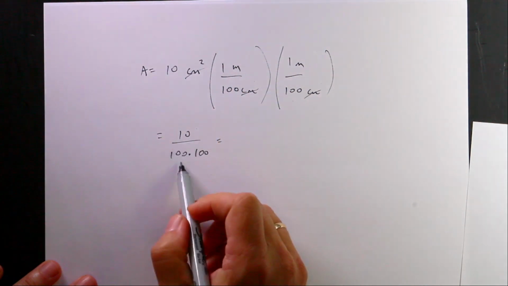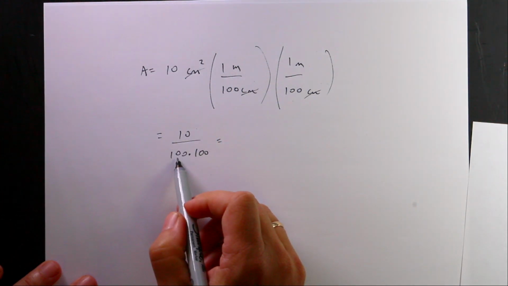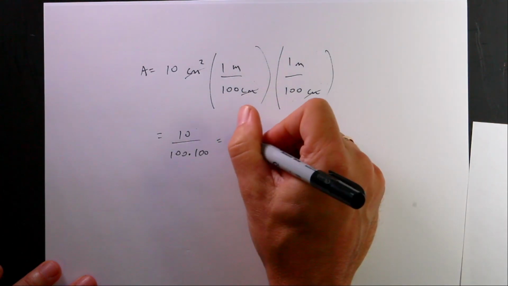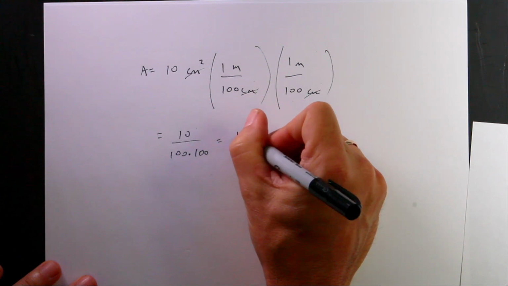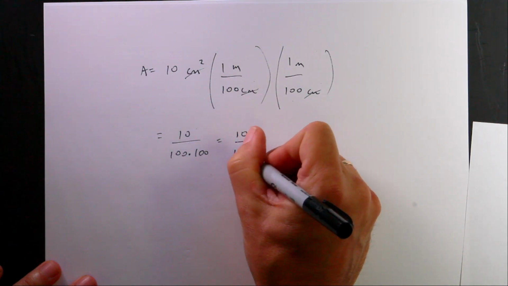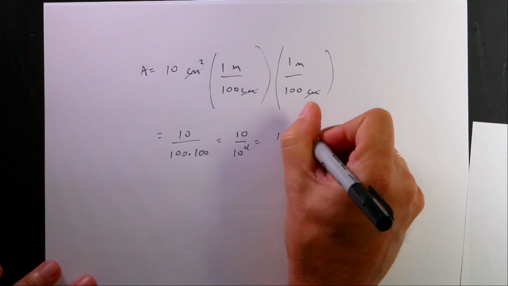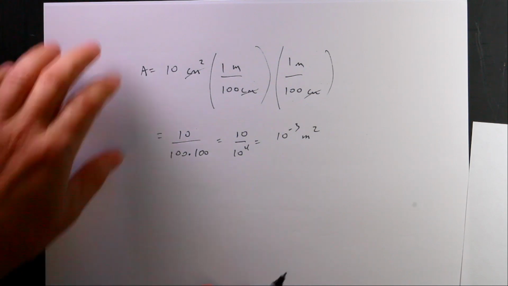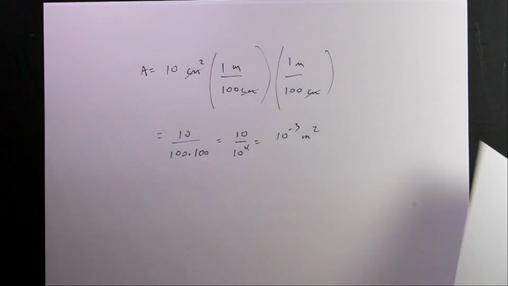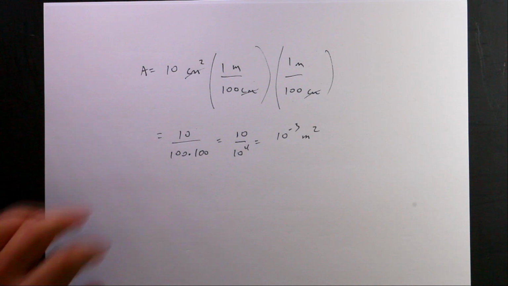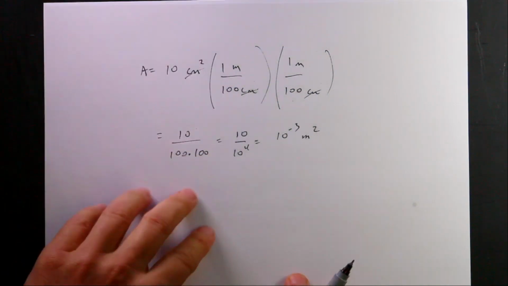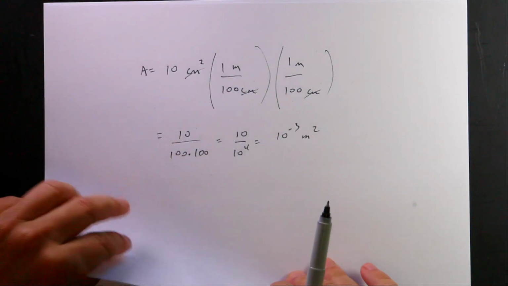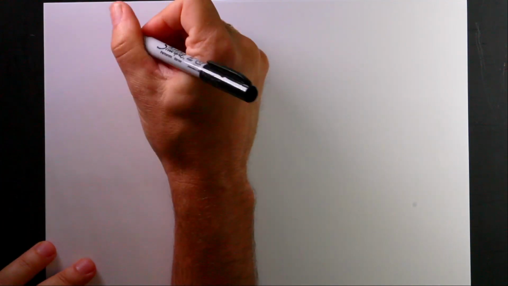So this is 10, and that's 10 to the fourth. So I get 10 divided by 10 to the fourth, and that's going to be 10 to the negative third meters squared. So you can do that. You can have multiple things in the line, but I don't want to talk about that too much because we got a lot of other stuff to do. Okay, so that's units. Let's talk about energy and power.